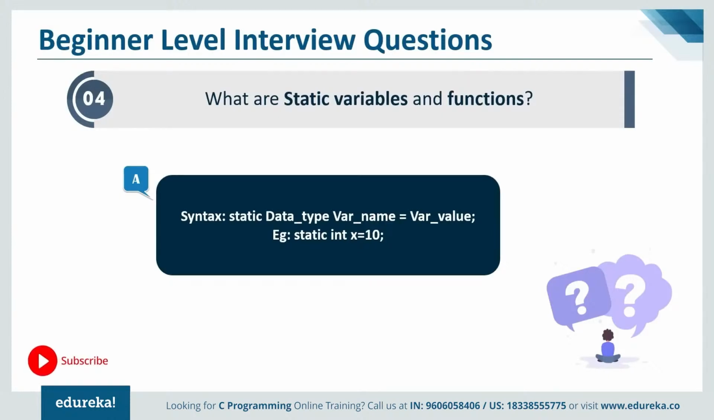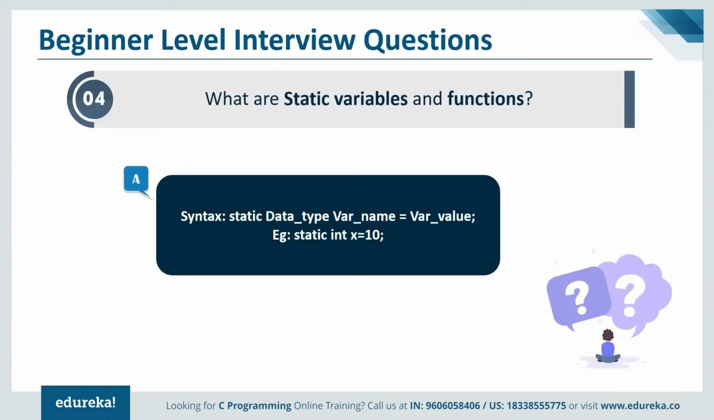As you can see in this particular example, we are declaring the integer type variable x, and we are storing the value 10 inside it. And don't forget to see the static keyword which we have used to declare this particular integer type variable x. The syntax for that is as follows. Use the static keyword in the first place, followed by that you can specify the data type, and next the variable name and the value which you want to store into your variable.